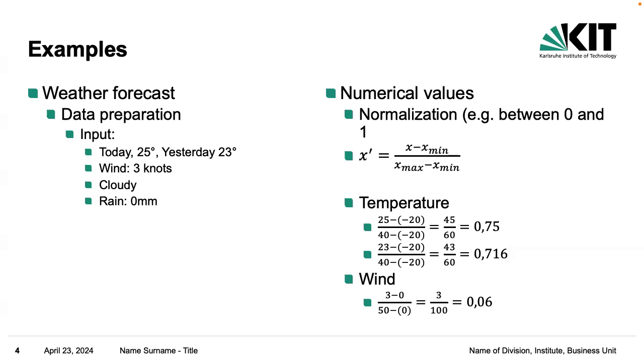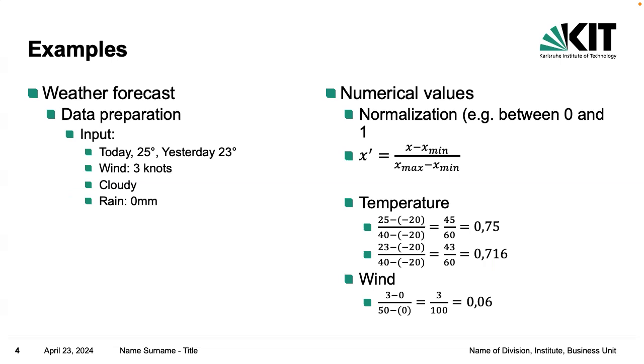So the question is, given this data now, how do you put things into the neural net? The first thing we have is numerical values. And this is quite easy. It's one dimension, and you can put it in. However, these networks typically work better if you somehow normalize them.